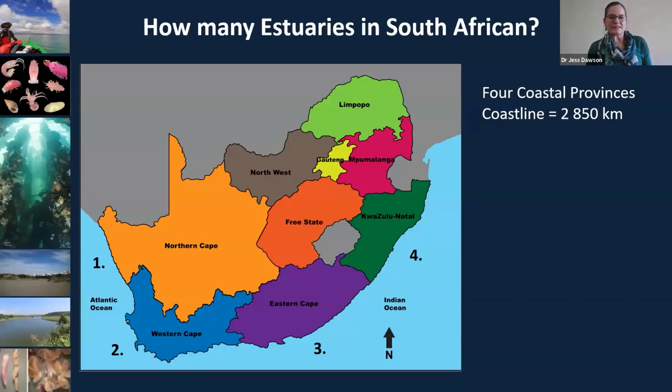So the next question is, any of you want to take a guess, considering we've got 4 coastal provinces and a coastline that's nearly 3,000 k's long? How many estuaries do you think we have in this country?